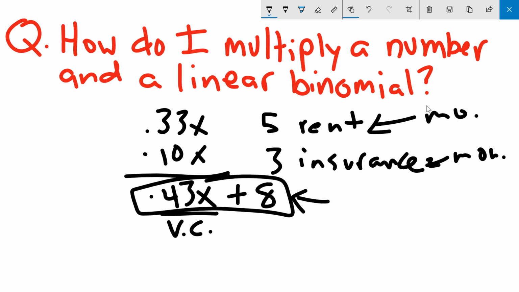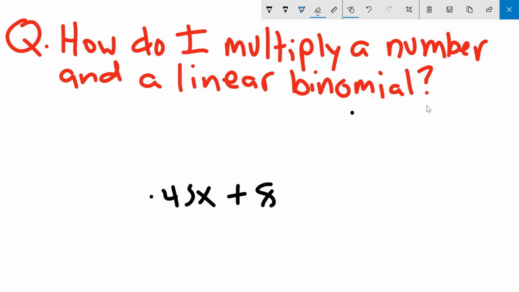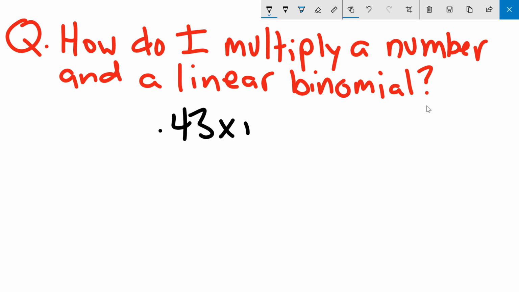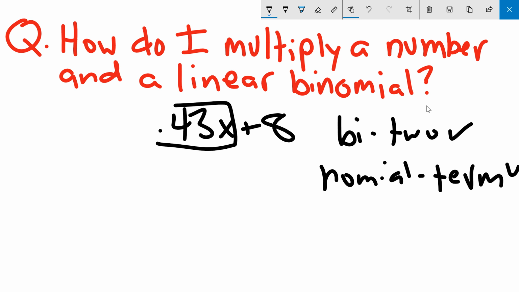And ladies and gentlemen, I'm going to erase all the clutter because I want to focus on this, right? Let's rewrite it out. So we've got 0.43x plus 8. This is a linear binomial here. Bi means 2, and nomial means term, right? So 2 terms. Well, let's count. How many terms do we have? 1, 2. Yep, that's a binomial, right?